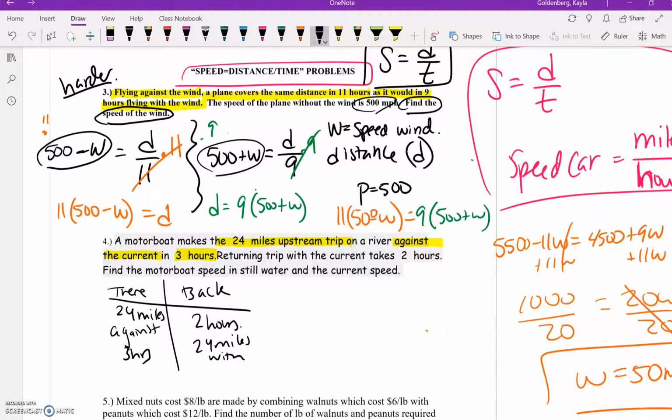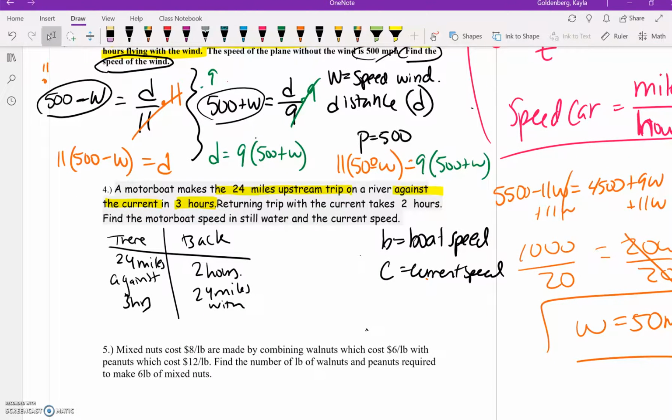And the things that they want us to find are the speed of the motorboat. So I'm going to call M equals, or maybe I'll do B for boat. B equals boat speed. And they also want us to find the speed of the current. So I'm going to do C equals current speed. When they say find the motorboat speed in still water, that just means how far does the boat go if the water is not influencing at all.